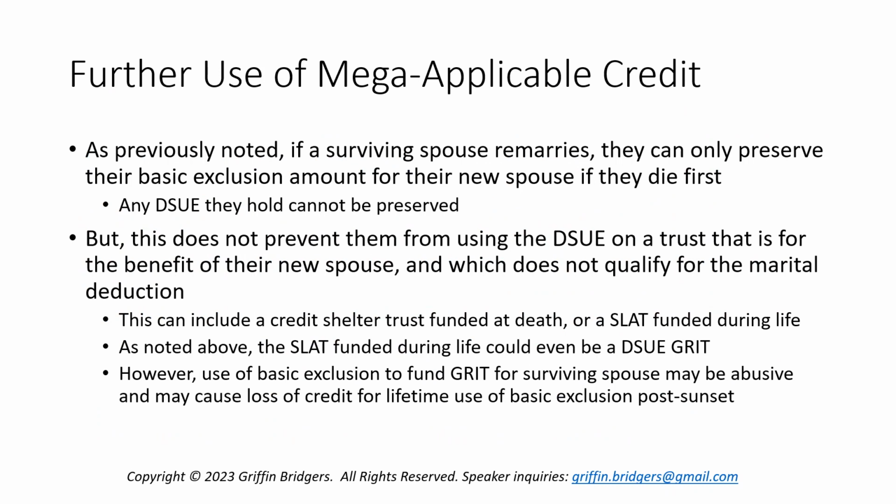And if it's a SLAT funded during life, as we looked at above, it could even be set up as a DSUE GRIT, where the surviving spouse could maintain an income interest to get that second step up in basis as well. But that DSUE GRIT would have to be funded only using the DSUE. Any use of the basic exclusion to fund that GRIT may be abusive, and the cost would be that the 1/2 portion of basic exclusion that might sunset that is used for that lifetime gift may not be applicable as a credit against estate tax as part of this mega applicable credit at the surviving spouse's death.